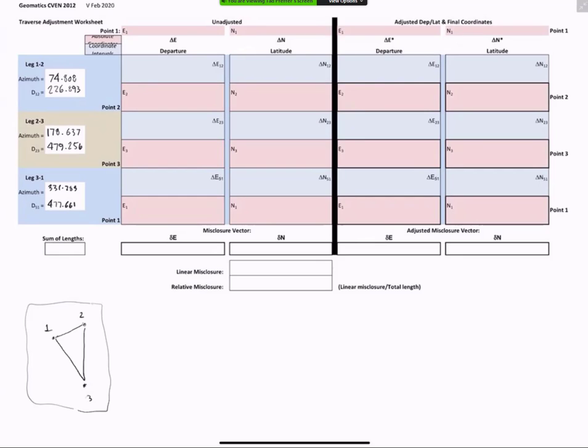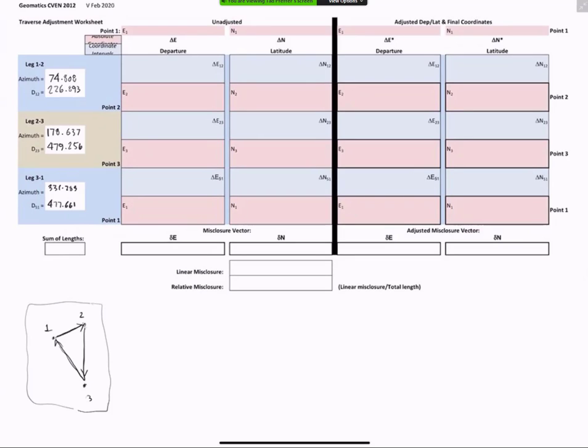Leg 1 to 2 has an azimuth of about 74 degrees. Leg 2 to 3 is about 178, and leg 3 back to leg 1 has an azimuth of about 331. And that's the information that we need, along with the distances, to calculate the latitudes and departures. We need one more thing to calculate coordinates, which is a starting point coordinate. So let's get those written in.